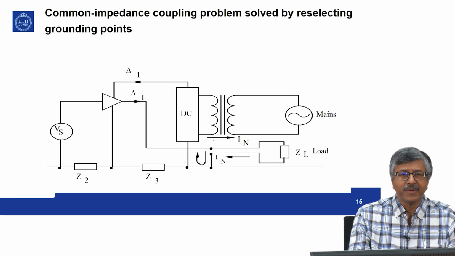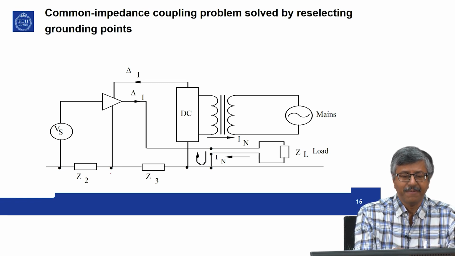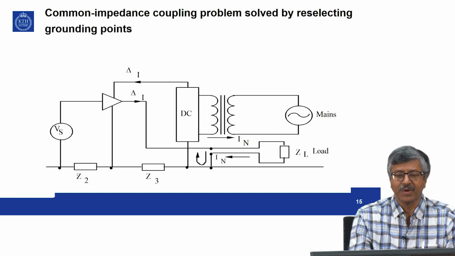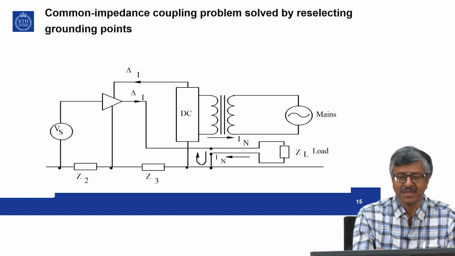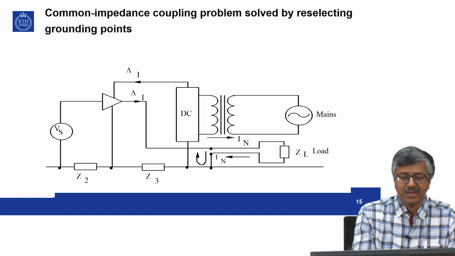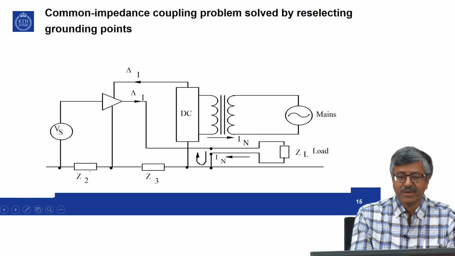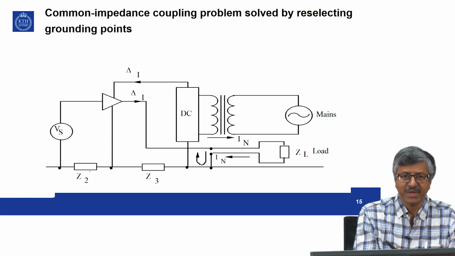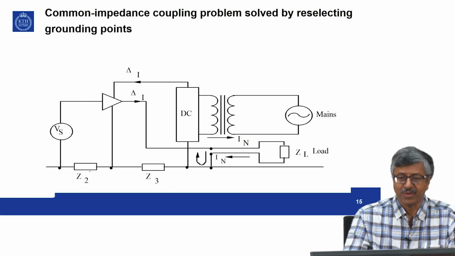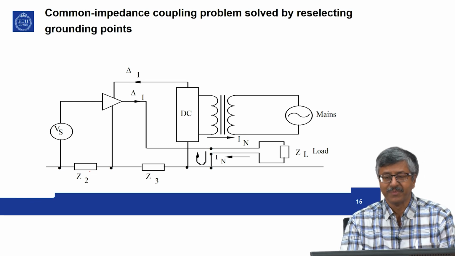Now, here the solution is effective. Now, in this particular way, even though there is a common impedance, there is no current flow through this, because all the noise currents and others are returned via this directly over here. So, you do not have any current flow through Z_C or Z_3 or Z_2. So, in this way, by simple rearrangement of the connections to the ground, you can solve this common impedance coupling problem. So, that is the end of the module.